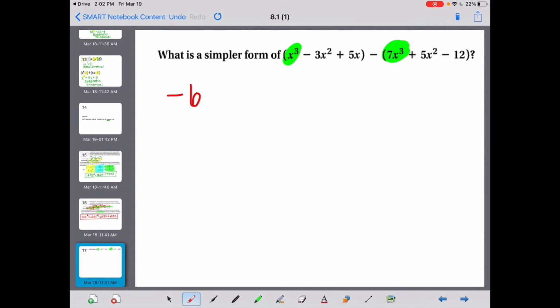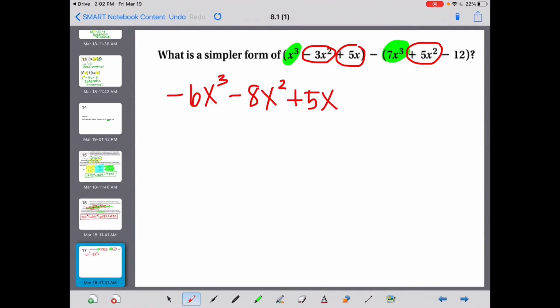Okay, so that leaves me with a negative 6x to the third. Then I have negative 3x squared, and I'm subtracting 5x squared. So now I'm all the way at negative 8x squared. Last but not least, I have this 5x, nothing to match it on the other side, so I just keep the 5x.